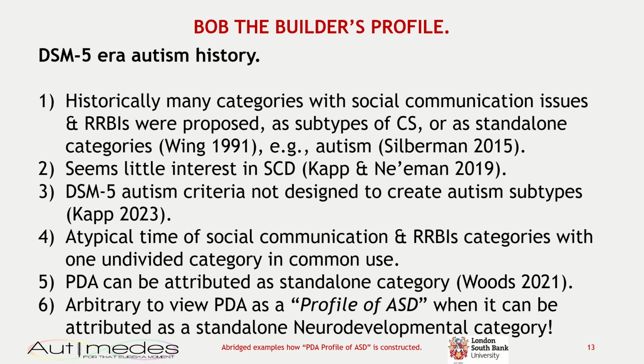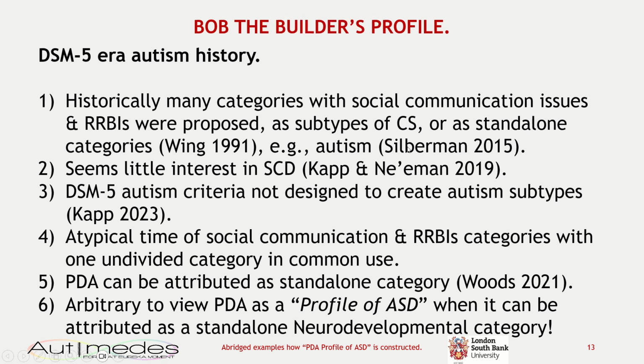So historically, many categories with social communication issues and restricted repetitive behaviours and interests were proposed, either as subtypes of childhood schizophrenia or as standalone categories. Going back 100 or so years, these categories were formed as a form of childhood psychosis. That included predominantly childhood schizophrenia, which was the predominant category at the time, and it had subtypes, and people could transition between subtypes. But childhood schizophrenia is now a dead category. It stopped being used around the 1980s, and it matters because Newton started collecting her sample in the 1970s, when childhood schizophrenia was being used.